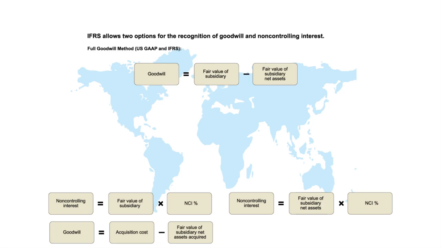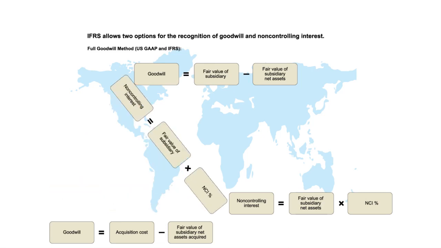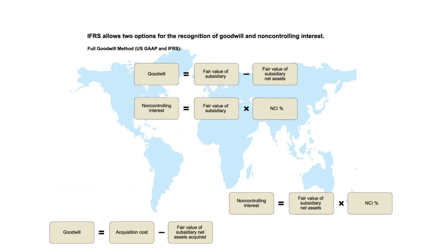The non-controlling interest, they're going to get the other percentage. So the non-controlling interest gets the fair value of the sub times the non-controlling interest, the percentage we don't own. And that would have an embedded goodwill number within it.